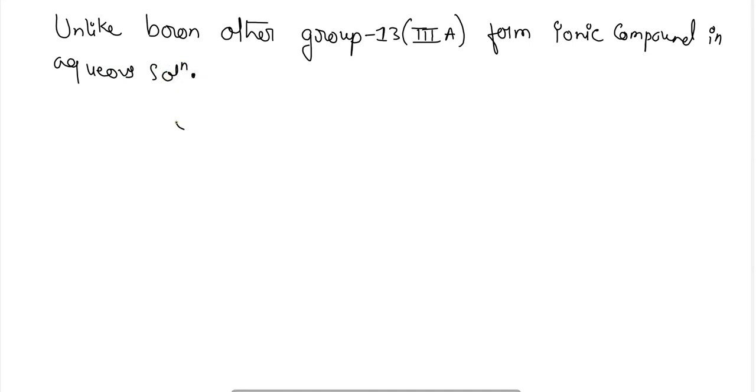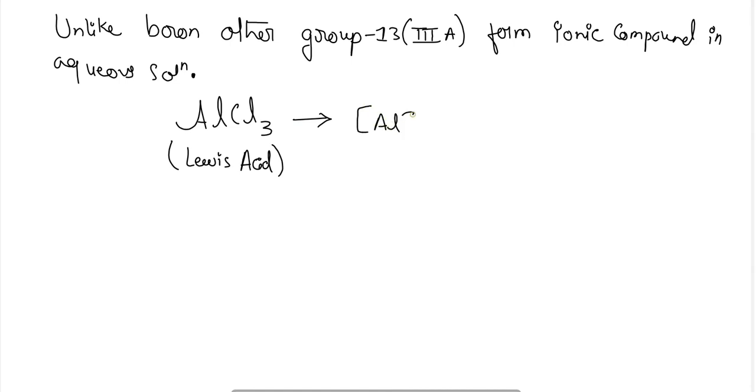One example can be AlCl3, which is a Lewis acid. This is a very useful catalyst, because it generally forms compounds such as [Al(H2O)6]3+, which is ionic in nature.